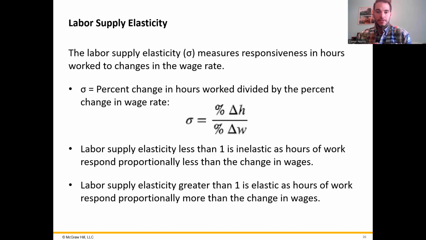So looking at the elasticity of hours worked compared to changes in the wage rate, we can write this as an equation. So we can do that using the percent change in hours worked, so percent delta H, divided by the percent change in wages, or percent delta W. When the labor supply elasticity is less than 1, the labor supply is said to be inelastic. When this happens, the hours worked respond less than the wages in percentage terms. On the other hand, if the labor supply elasticity is greater than 1, then we call it elastic. So the hours worked will respond even more than the changes in wages.